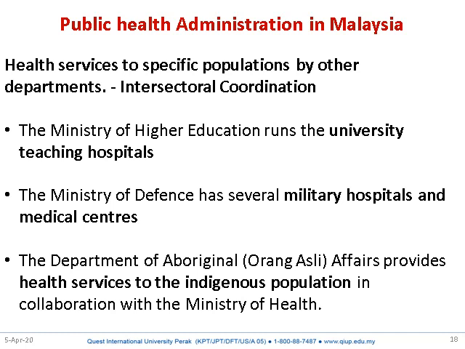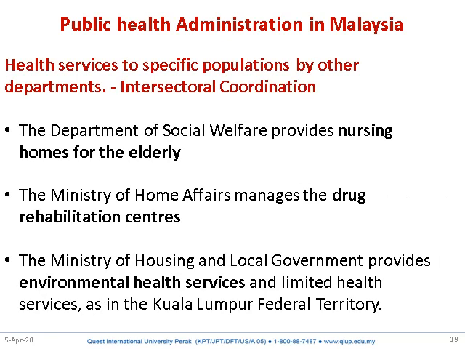There is one Aboriginal Affairs Department, that is the Orang Asli Affairs Department. That department provides health services to the indigenous population in collaboration with the Ministry of Health. So these are the three main inter-sectoral coordination efforts in Malaysia. The Ministry of Higher Education runs university teaching hospitals. The Ministry of Defense has military hospitals and medical centers. And the Department of Aboriginal Affairs provides health services to the indigenous population in collaboration with the Ministry of Health. Okay.